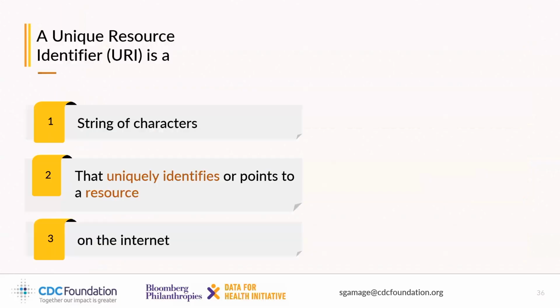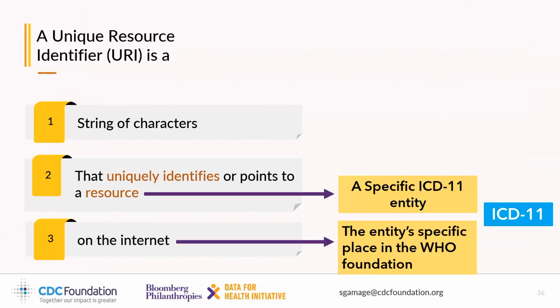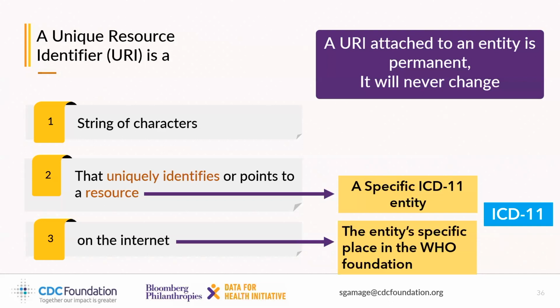Therefore, a unique resource identifier is a string of characters that uniquely identifies or points to a resource, a specific ICD-11 entity on the internet, the entity's specific place in the WHO foundation. The URI attached to an entity is permanent and it will never change. So you may translate ICD-11 into other languages. It is already available in 21 languages, but the URI will be the same.